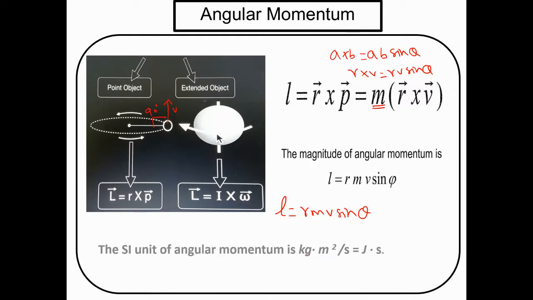Now, what is the unit? The most important thing is the unit. The unit for mass is kilogram, the unit for R is meter, and the unit for velocity is meter per second. So the unit for angular momentum is kilogram meter square per second. Another unit is joule second. Clear, brother? Because kilogram meter square per second is equal to joule second. Understand?